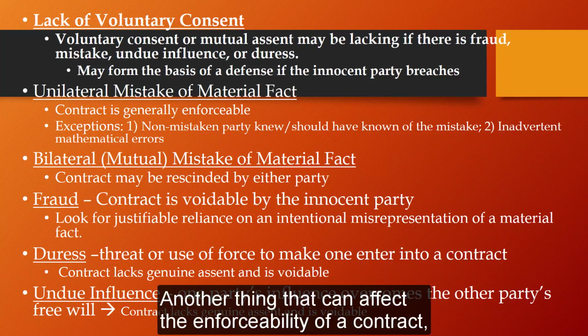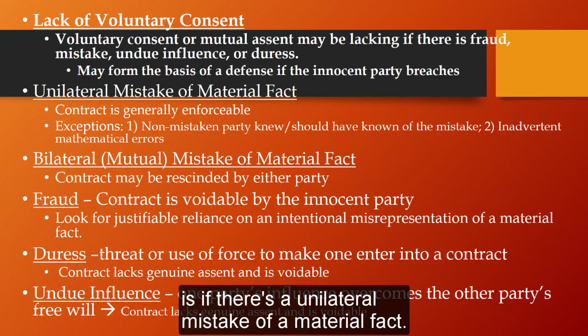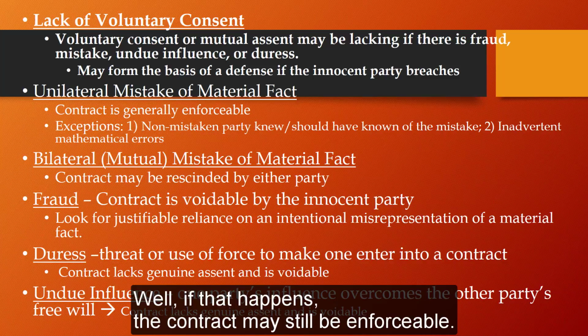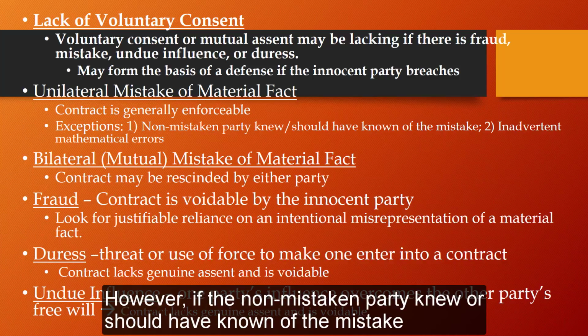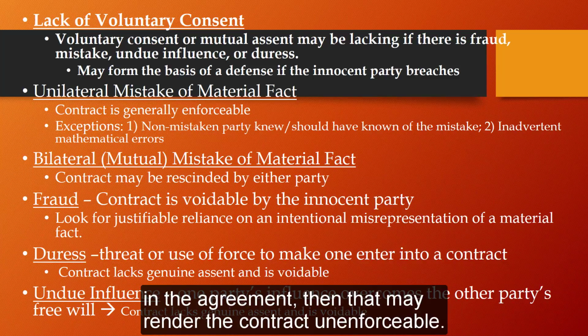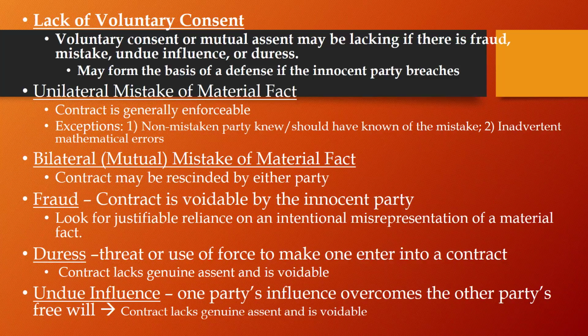Another thing that can affect the enforceability of a contract is a unilateral mistake of a material fact, meaning that one party was mistaken about a very important fact in the contract. If that happens, the contract may still be enforceable. However, if the non-mistaken party knew or should have known of the mistake, or if there were inadvertent mathematical errors in the contract or in the agreement, then that may render the contract unenforceable.